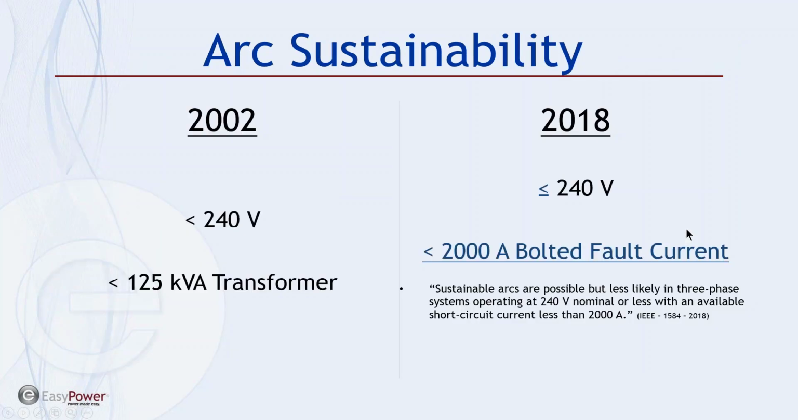Arc sustainability. In the 2002 version, the verbiage was system voltages 240 volts or less supplied by a 125 kVA transformer or less could be disregarded as sources of arc flash hazard. That's been modified to some extent, and now the verbiage in the 2018 says below or equal to 240 volts and less than 2000 amps of fault current, sustainable arcs are possible but less likely in this particular range.